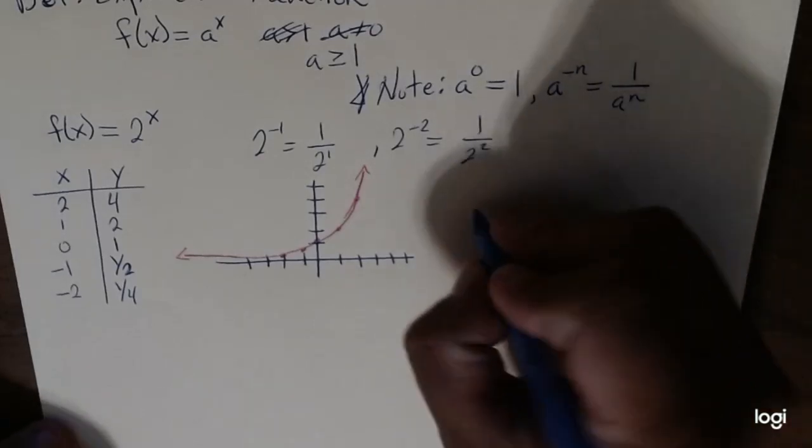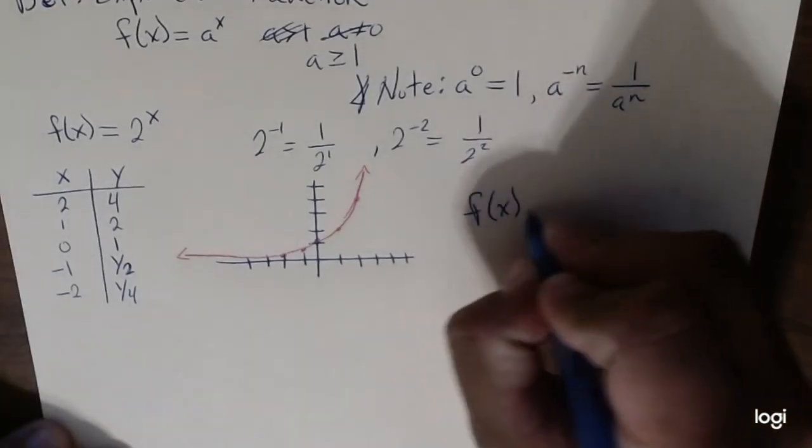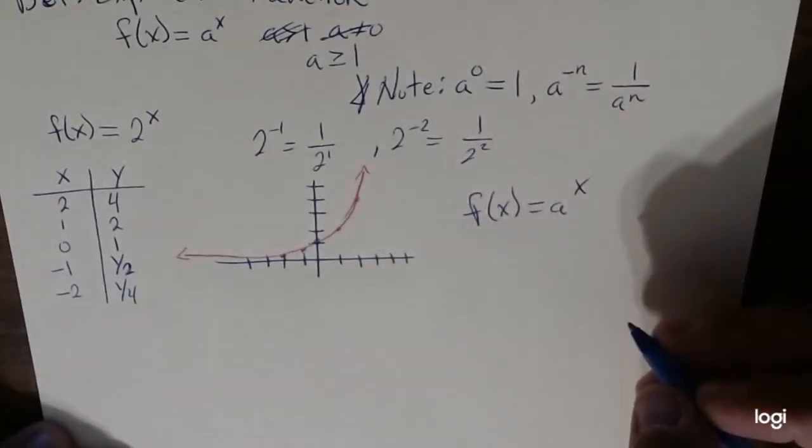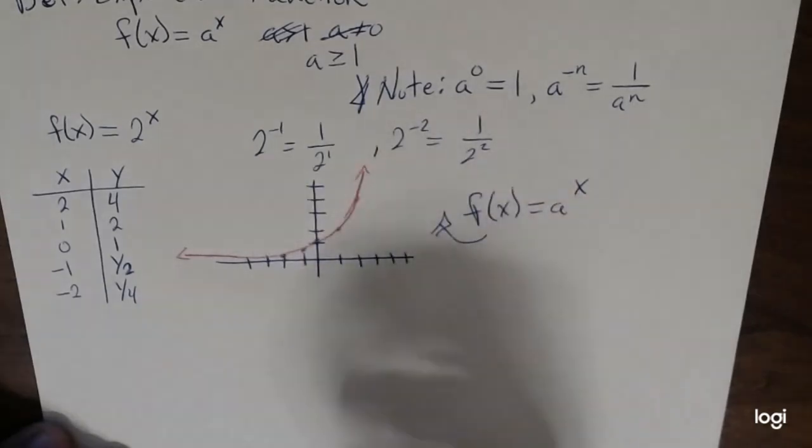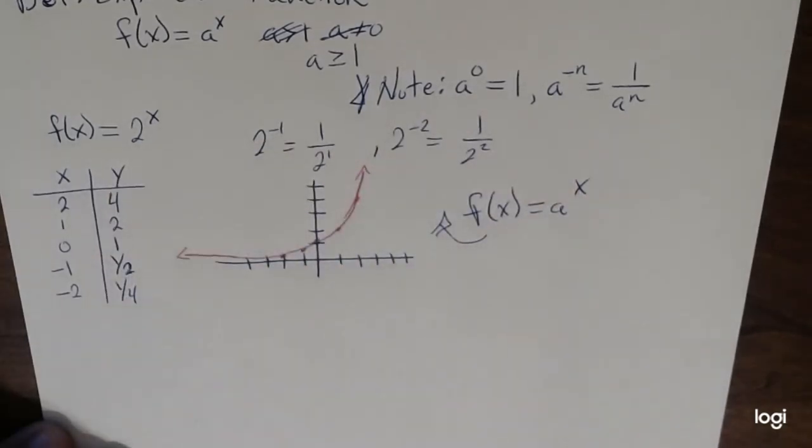So if I have the general graph of a to the x, it's going to look like that, where a is any number. I can make it 3. All it's going to do is tweak the graph, because now it's 3 to some power instead of just 2 to some power.